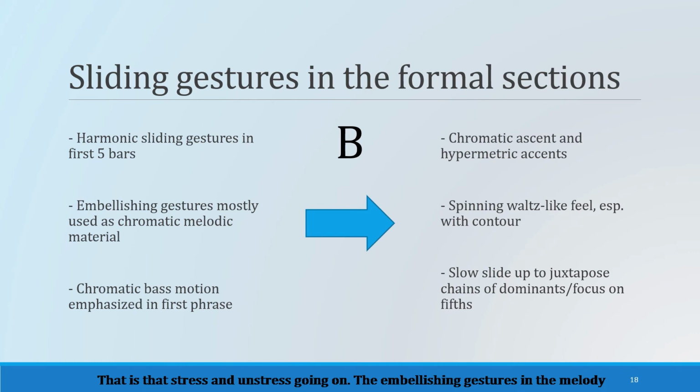The embellishing gestures in the melody tend to give this section, to me, a very spinning waltz feel. It's that section where everyone's dancing and spinning around, especially because the contour of the melody kind of winds up and down a lot. And the chromatic bass motion gives that slow slide up in the first 8 bars to really juxtapose with the second 8 measures, the second phrase, which tends to be more focused on these chains of dominance and fifth relations. So let's go look at them now.